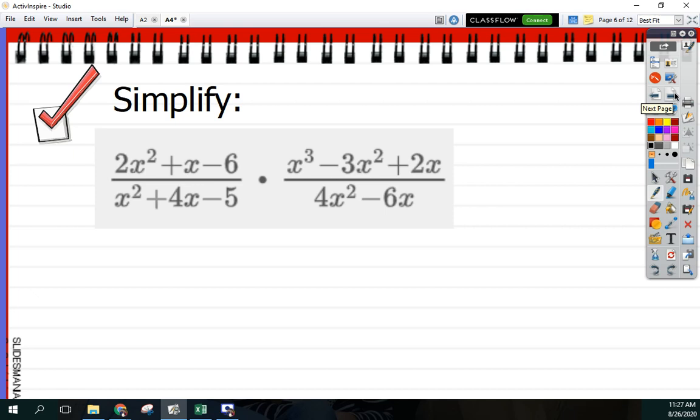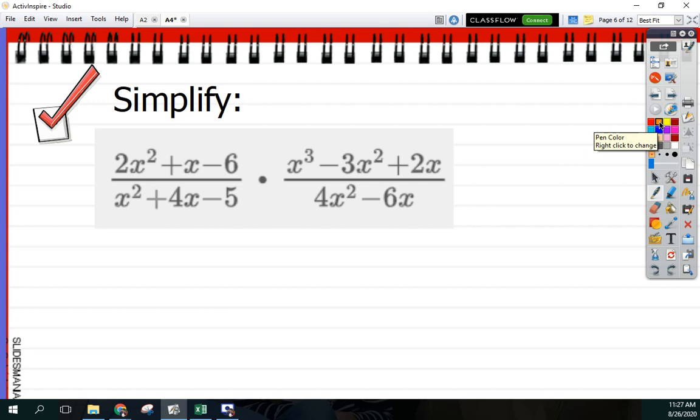All right, next up we have multiplication. Multiplication is going to be very similar to just our simplify. The only difference now is that we have two fractions instead of just one. But let's take a little reminder.